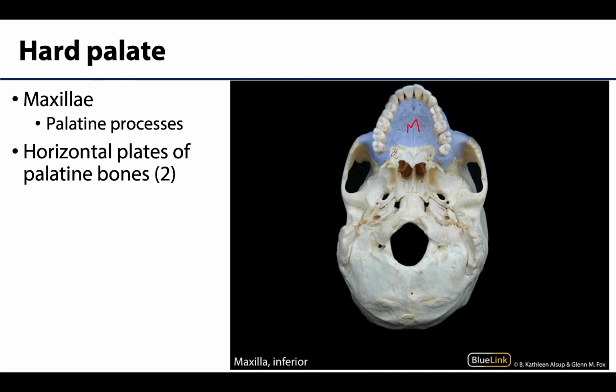This more posterior portion is going to be the palatine bones. And you would think, okay, the palatine bones would make up the majority of the hard palate because palate's right there in the name, but it's actually these maxillary bones that make up the majority of the hard palate. And then the soft palate would be located extending off of the hard palate, and it will be made up of muscular tissue, as well as some connective tissue lining around it.